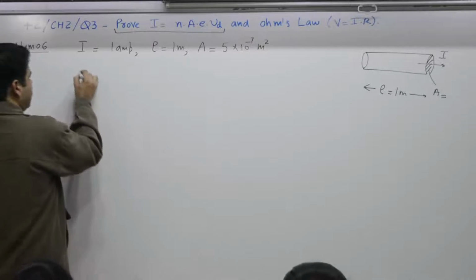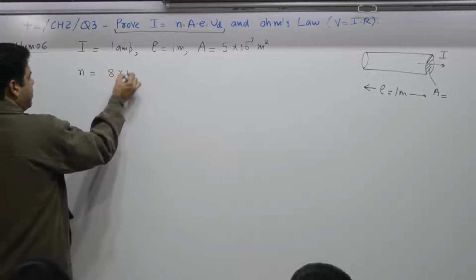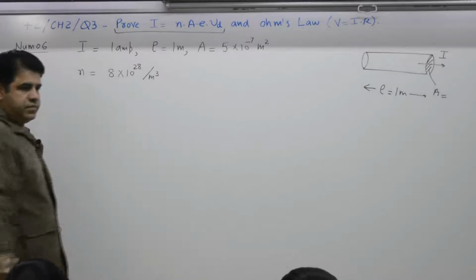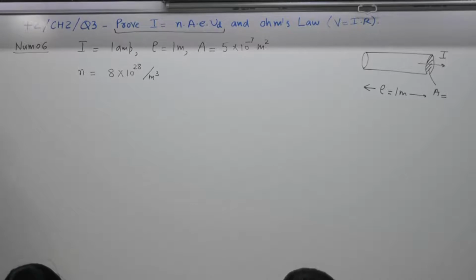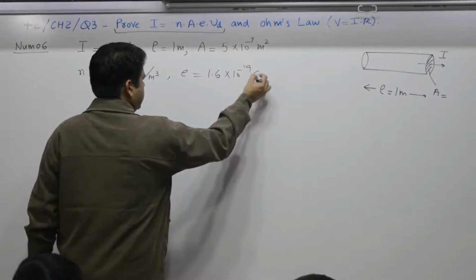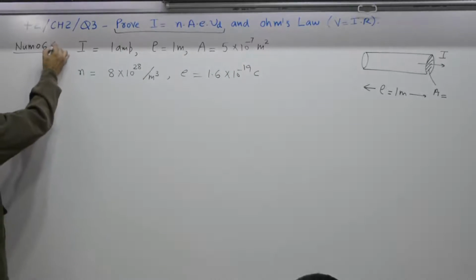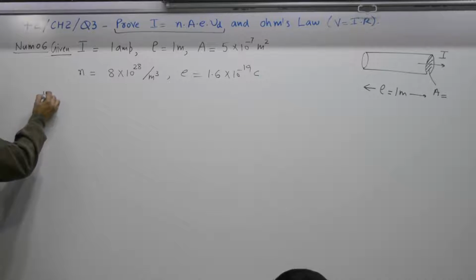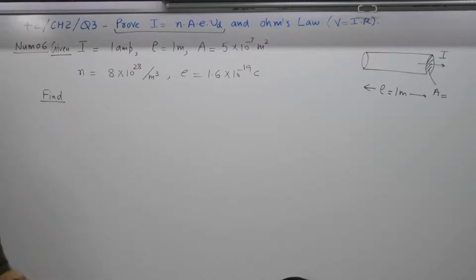What else? Number of electrons per unit volume, N, is 8 into 10 power 28. So many electrons per meter cube. Anything else? The charge on the electron is also given: 1.6 into 10 raised to power minus 19 coulomb. You have to find out how much time it will take for the electron to drift from one end to the other.